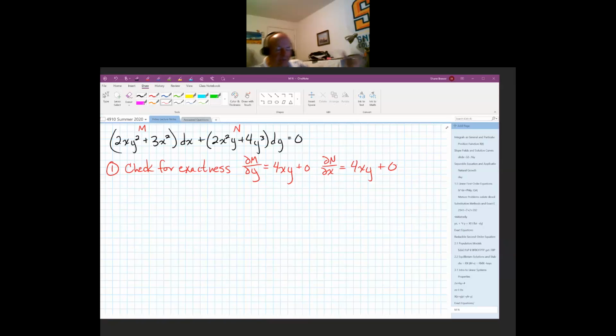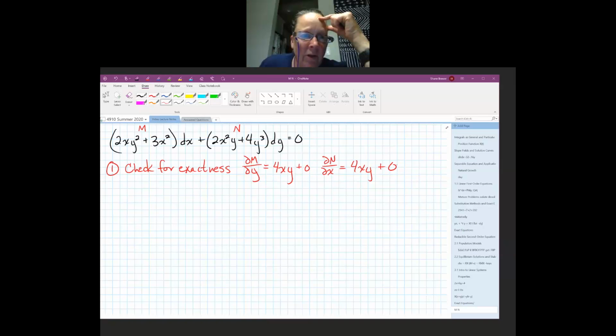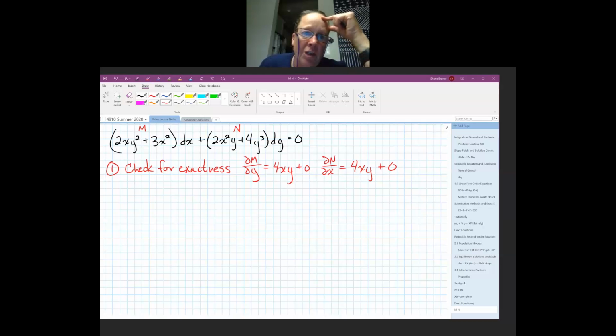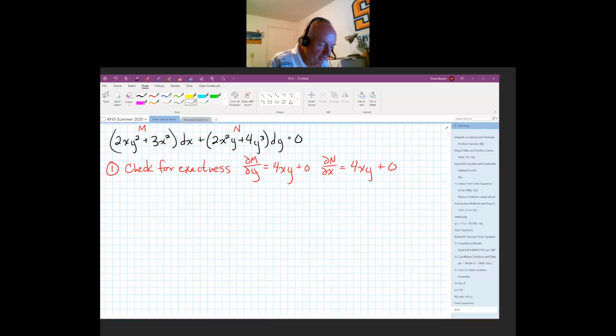And so there you go. They're equal. And that says they're exact, and we should be able to go through our procedure. Later we can set either one of them to n or the other one to m, depending on which side or which term we integrate.